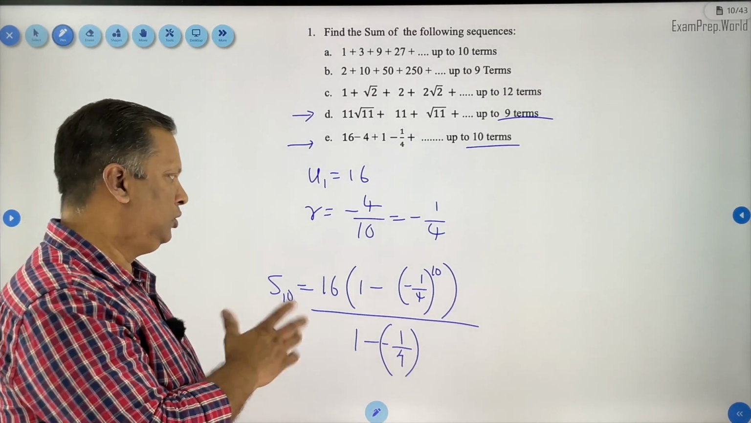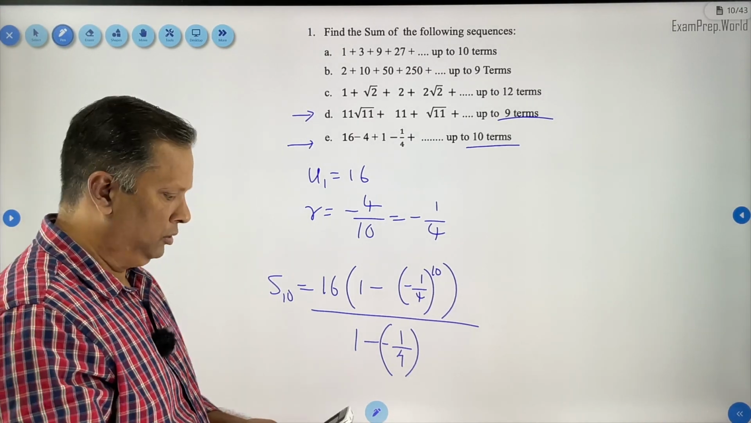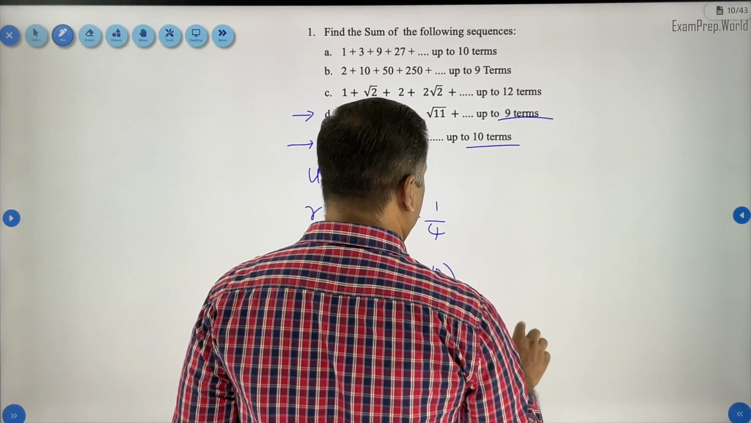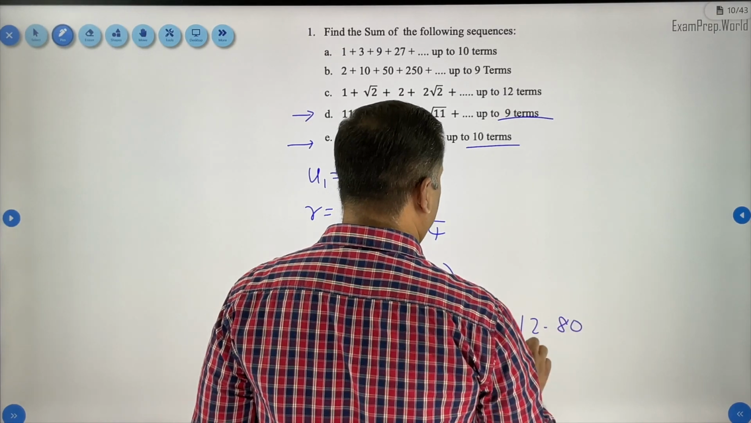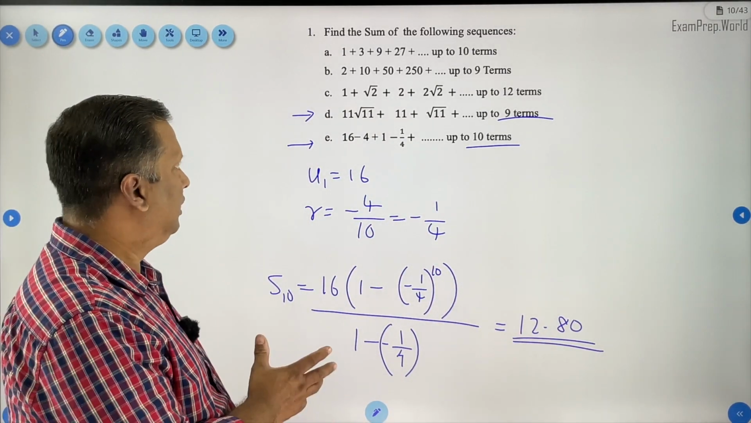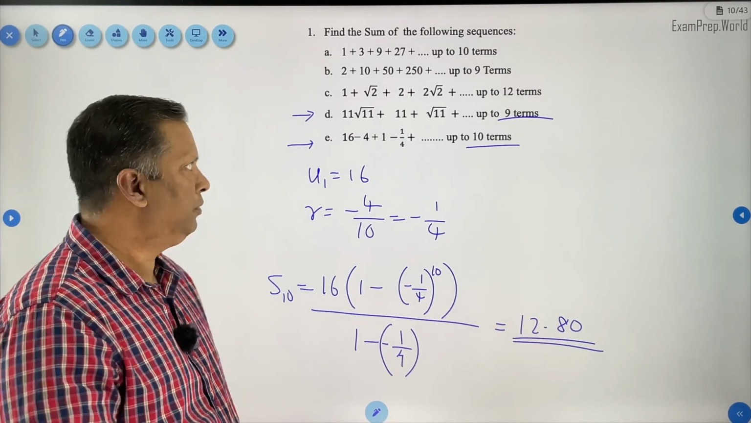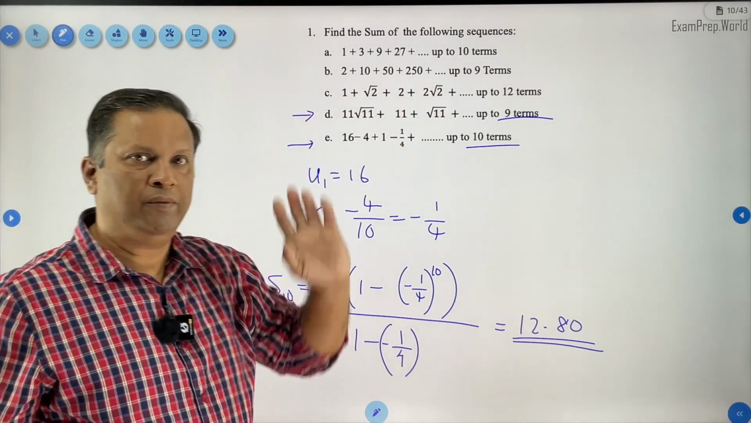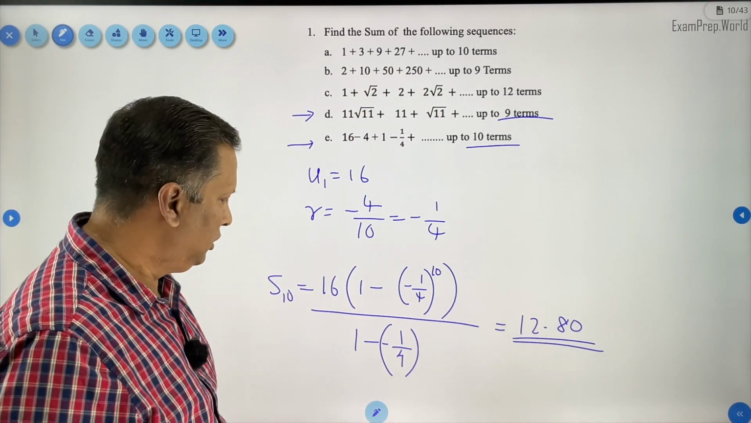Okay, let's now use calculators. It is 12.80. With that, this type of questions you understood, right? What we are doing, we are adding the sum of n terms of a GP. Let's see what is next.